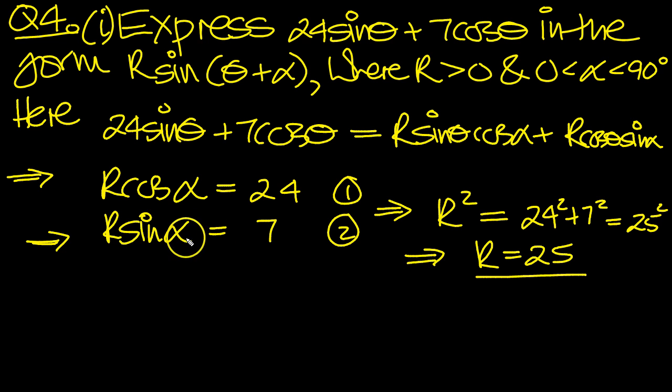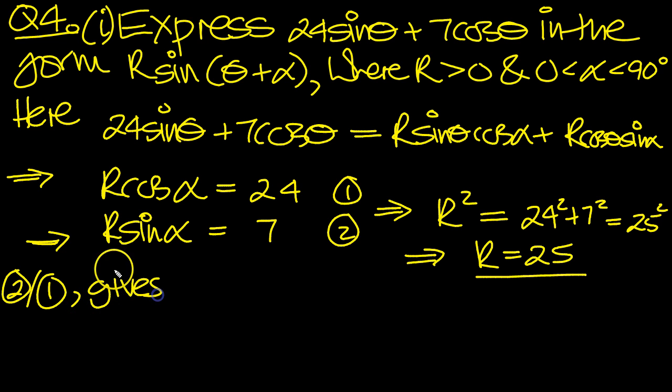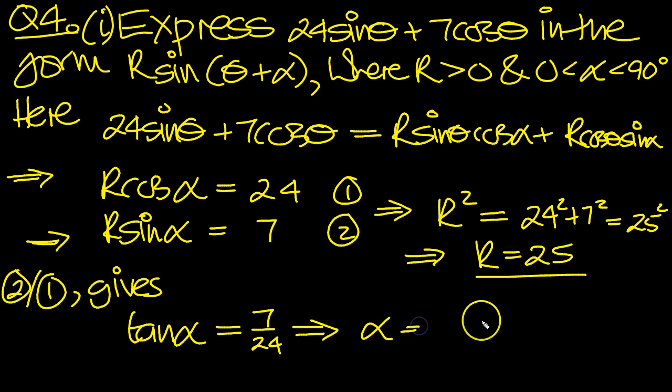So that's 1. Now let's divide 2 by 1 to get tan alpha then. So this divided by this, sine alpha over cosine alpha, the r's cancel, so that gives tan alpha is equal to, well, it must be this divided by that, 7 over 24. So that tells us then what alpha is. It's an acute angle, so it's simply tan to the minus 1 of 7 over 24.